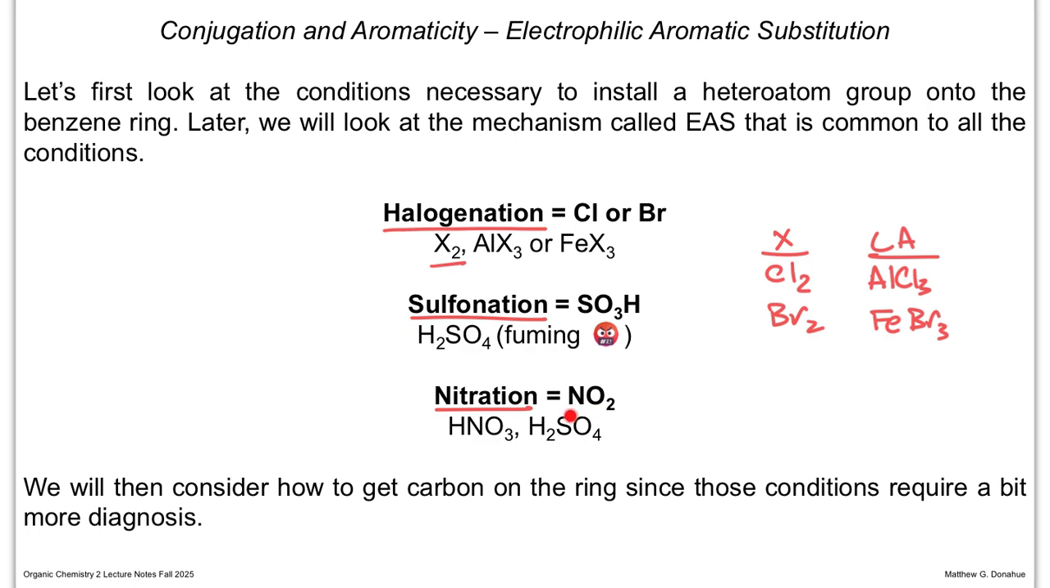Then nitration installs the nitro group, NO2. Nitric acid itself is not strong enough, so it's typically run in the presence of sulfuric acid. So these classical conditions overall we say are pretty harsh, meaning that the starting material can't have a lot of other stuff in it because these reagents will basically chew it up or react with it. So those are basically the conditions.